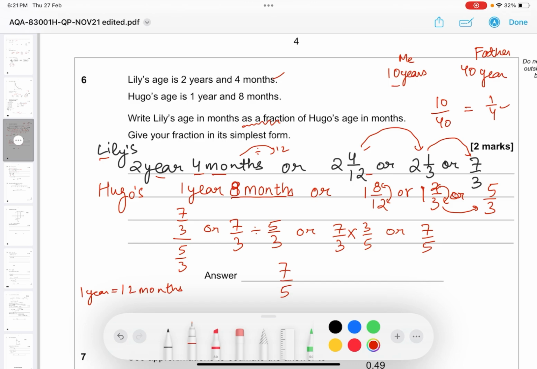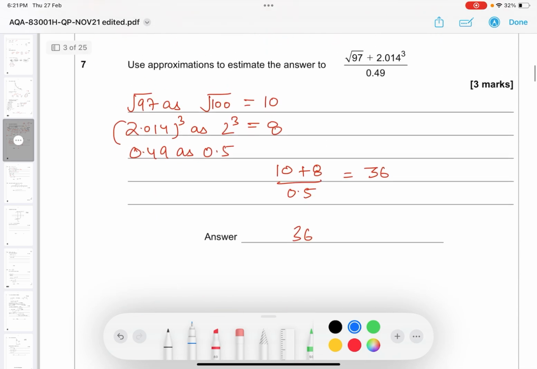Very good. Now, we have two of the things. We have Lily's age, I have circled it, and we have Hugo's age. We will divide it. Lily's age on the top, as you can see, and Hugo's age at the bottom. To make it simpler for you, can we write it like this? 7 by 3 divided by 5 by 3. If we change the sign to multiplication, this number reciprocals, right? So we will take the reciprocal of this number. Now 3 will be cancelled by this 3 and we will be left with 7 over 5, and this is your answer. Very good learners. Let us move on to the next one.